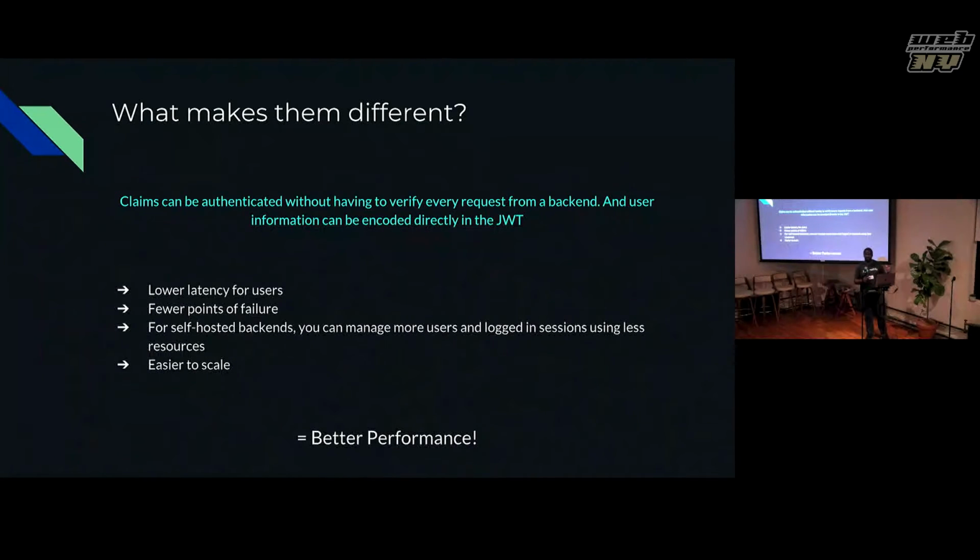So what makes these different? Claims can be authenticated without having to verify every request from the back end, and you can store user information directly in the JWT. That's essentially it. Every single benefit comes from this, and this means you're going to have lower latency. You're going to have fewer points of failure on your website and your services, and for self-hosted backends, you can manage more users and logged-in sessions using fewer resources, and you can scale much easier using JWTs. All of this means better performance for your web apps.